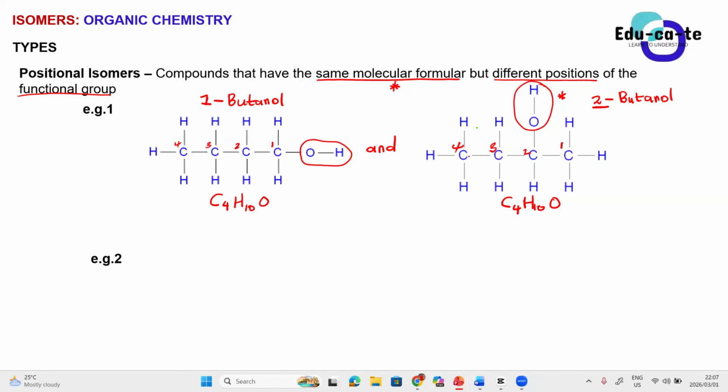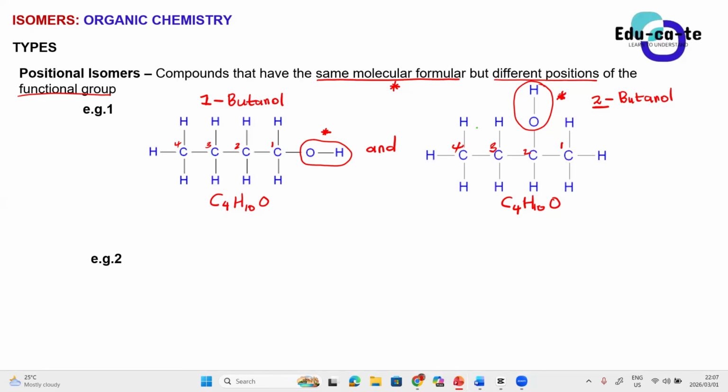But the difference between their structures is that the OH, the hydroxyl group in 1-butanol, is found on carbon number 1. As for 2-butanol, the second compound, the hydroxyl group is found on carbon number 2. But still, they have the same molecular formula: the same number of carbons, hydrogens, and oxygen. So these are positional isomers. We term them positional isomers. Positional isomers have the same molecular formula, but different positions of their functional group.